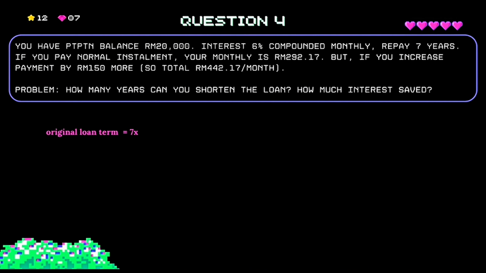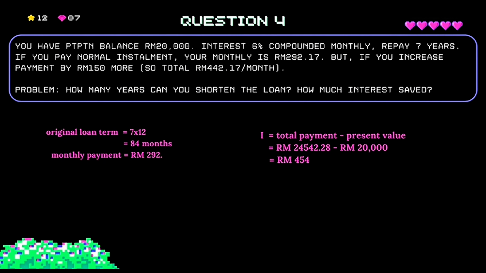You have a loan balance of 20,000 ringgit. The interest rate is 6% per year, compounded monthly. The original repayment plan is 7 years with a monthly installment of 292.17 ringgit. To find the original loan term, you multiply 7 years by 12 months. 7 times 12 equals 84. So the loan term is 84 months.